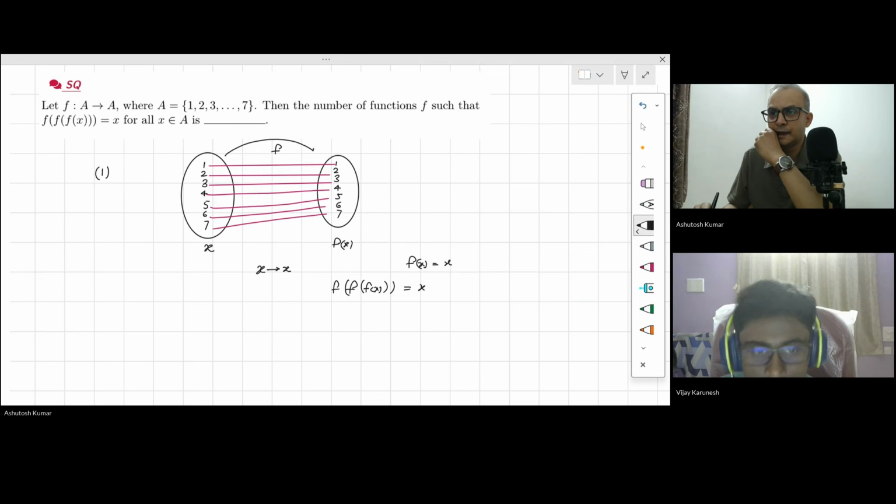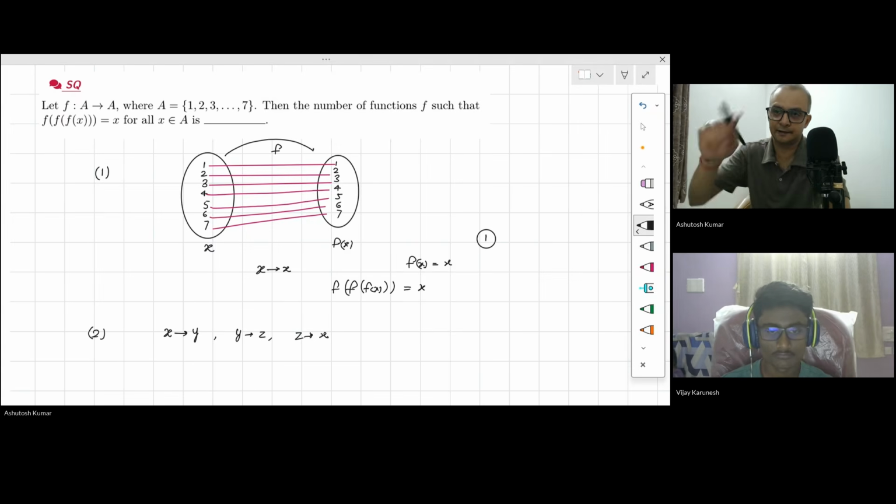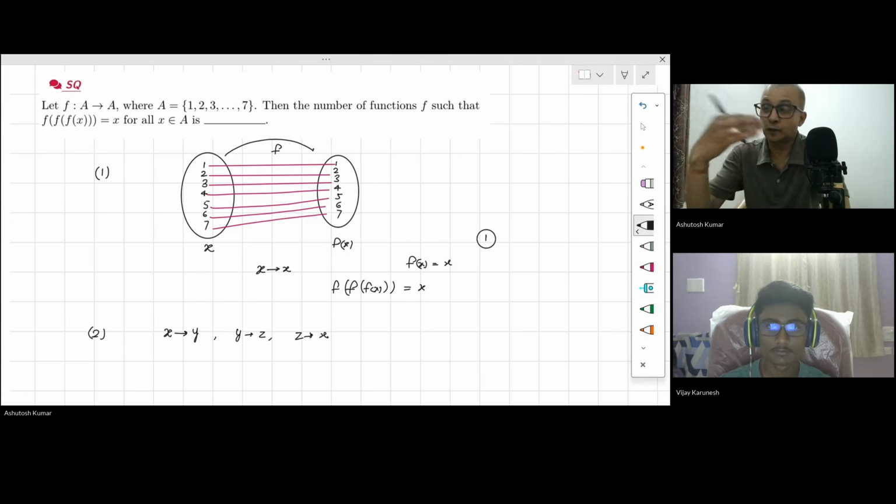If 1 maps to 1, 2 maps to 2. So this is one simple way to construct a function. 1 maps to 1, x to 1. But you understood this one thing, that it can also happen, like suppose x maps to y, y maps to z, and z maps to x, because there are three compositions, a threefold composition of f.